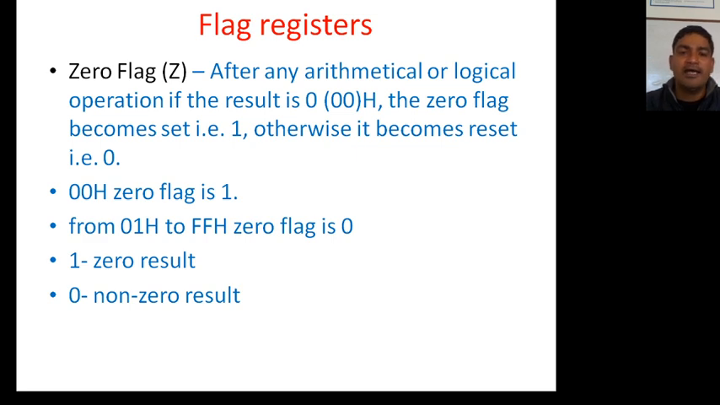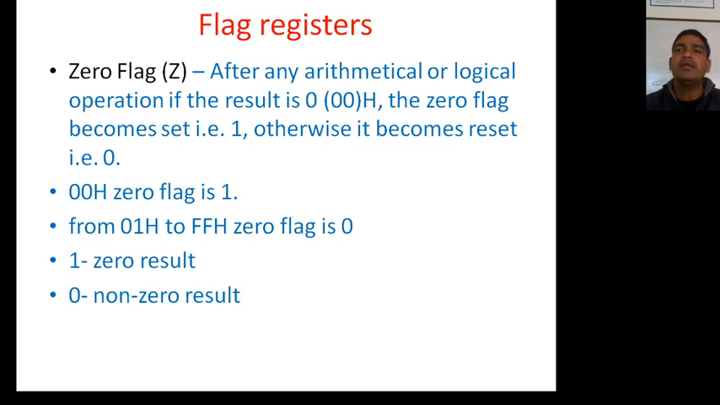Next is the zero flag. Again, this is very important. After any arithmetical or logical operation, if the result is 0, meaning all bits are 0, this flag will become set, otherwise reset. So after any ALU operation, if the result is 00, the zero flag is set, and for anything except 00, meaning 01 to FF, this flag will be reset. This is very important, where you can use the zero flag.